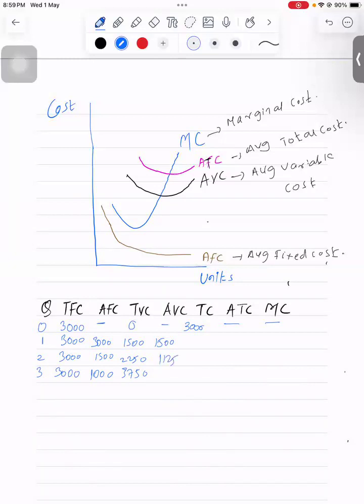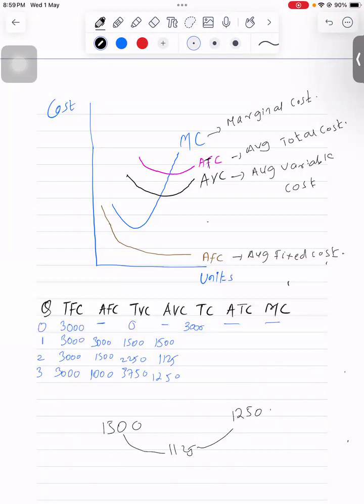At third unit, what will be the AVC curve? AVC, average variable cost at third unit. At third unit, it will be 1250. So what is happening with AVC? See, from 1500, initially it went down to 1125. And then again from 1125, it went up to 1250. So that's why slope of AVC curve is U-shape.